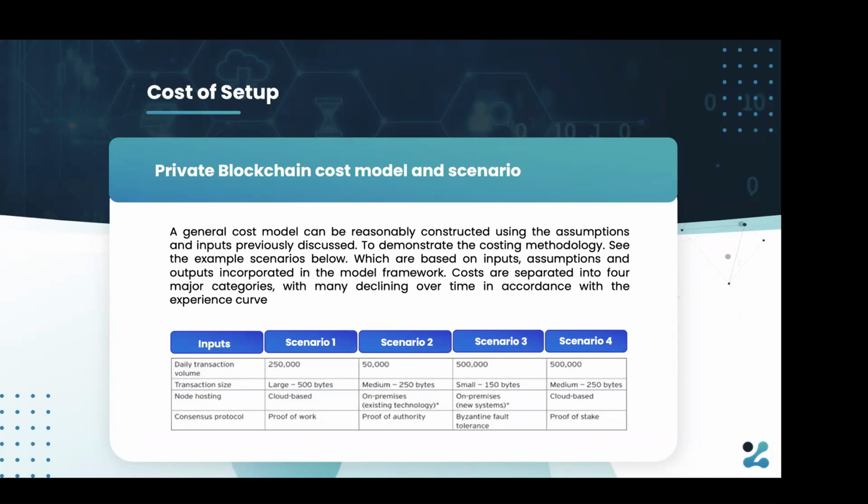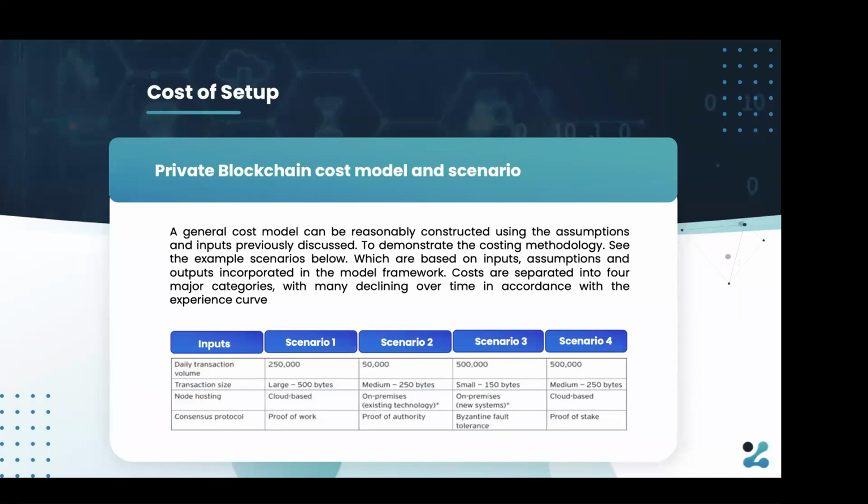And then the last scenario, scenario 4, is exactly similar to scenario 3 in terms of transaction volume, but the size is slightly higher. So we're considering medium transaction size of 50 bytes each, and then hosting on cloud.